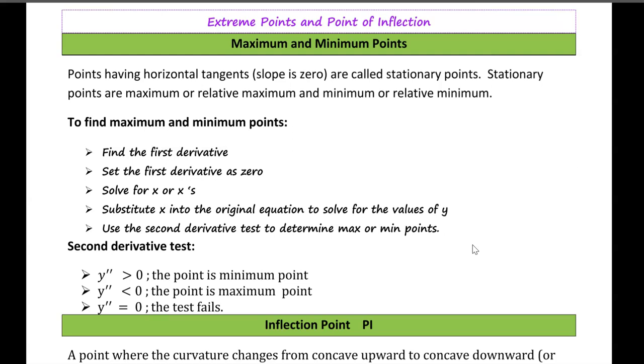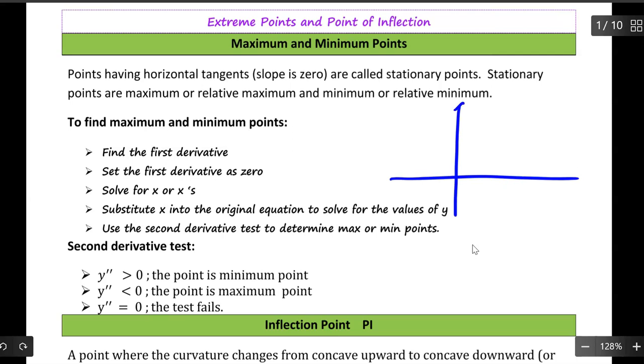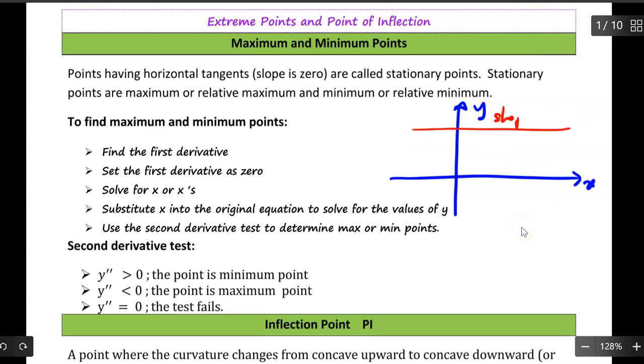So let me draw the graph. Okay, so I have a graph of x and y axis. And on here I have a straight line. This straight line is a horizontal line and it's parallel to the x-axis. So only the horizontal line here will give you the slope equal to 0. So the slope of this line is equal to 0.